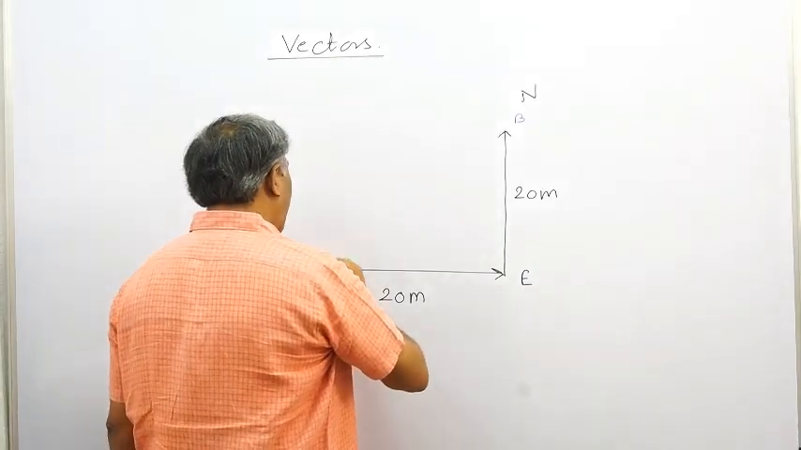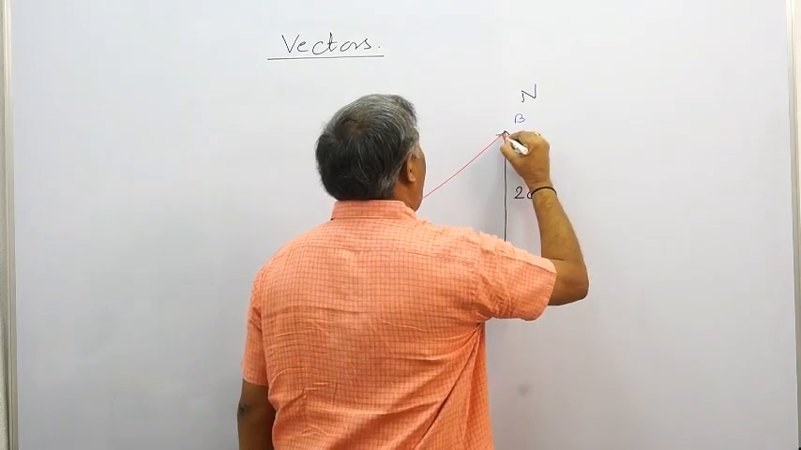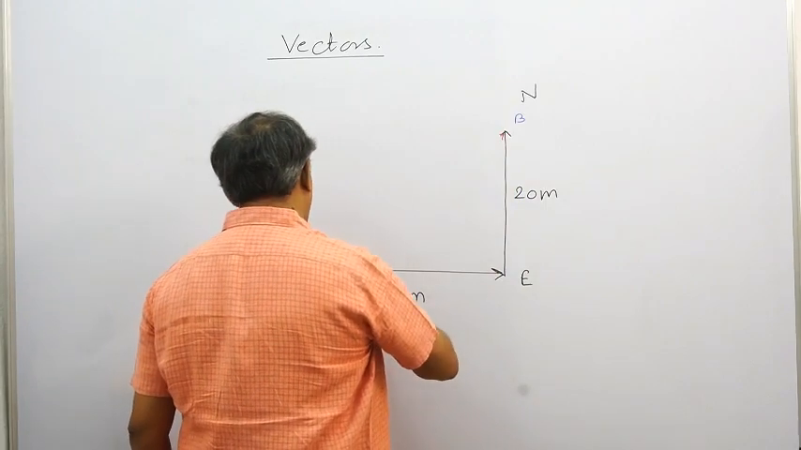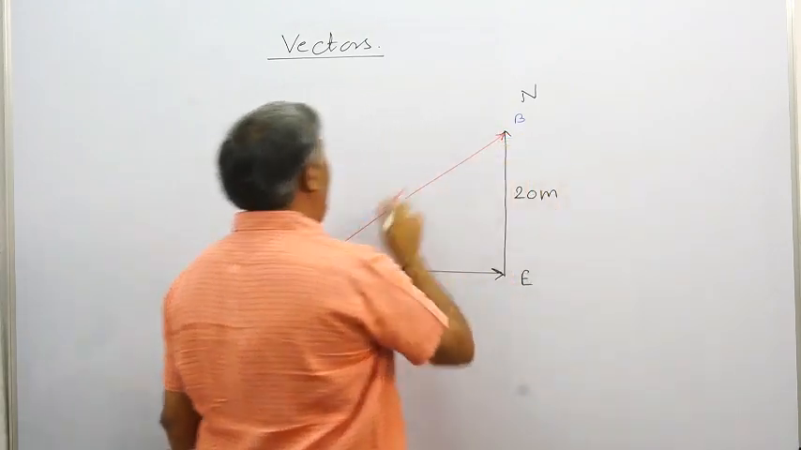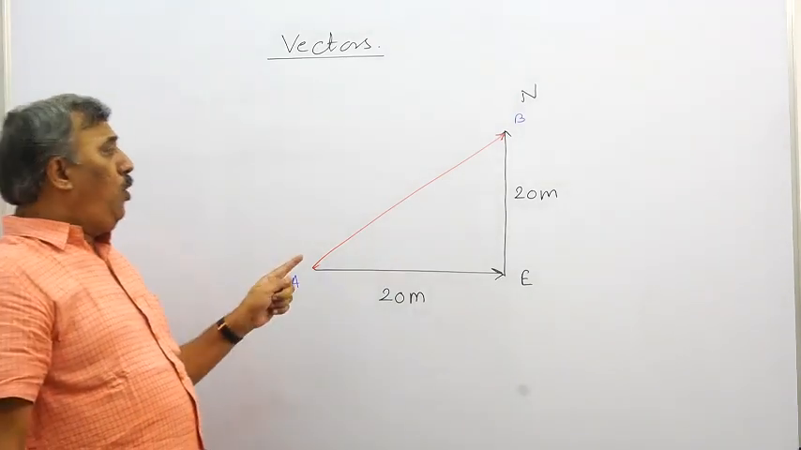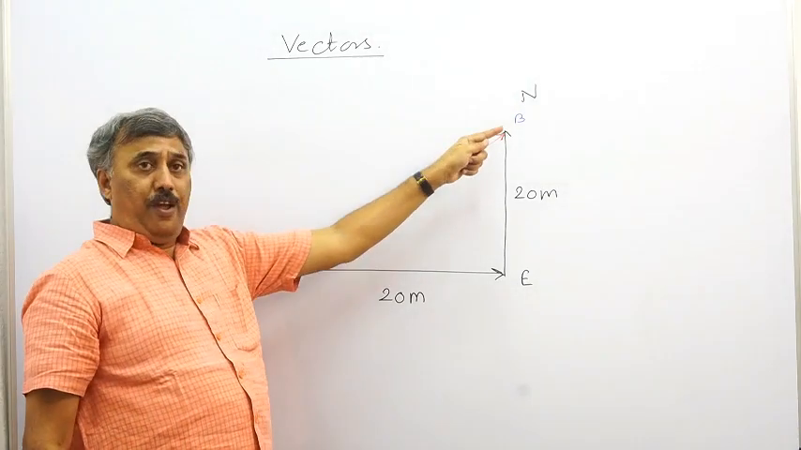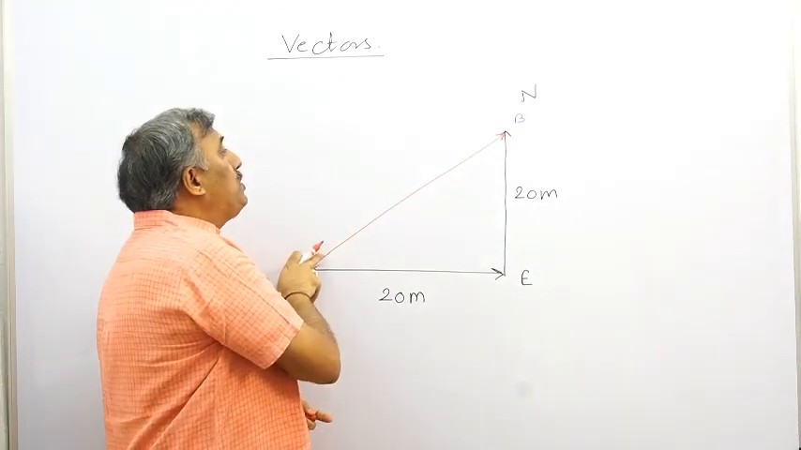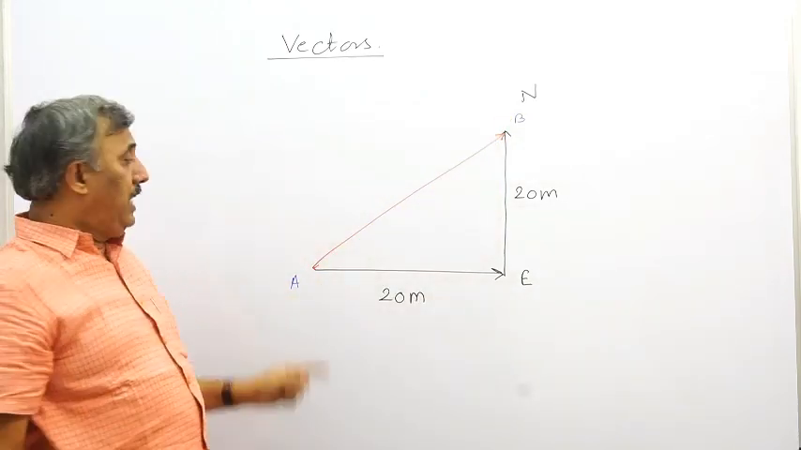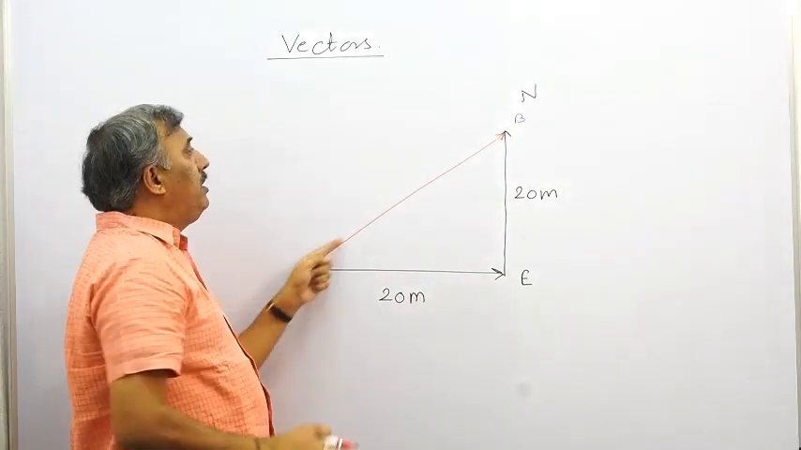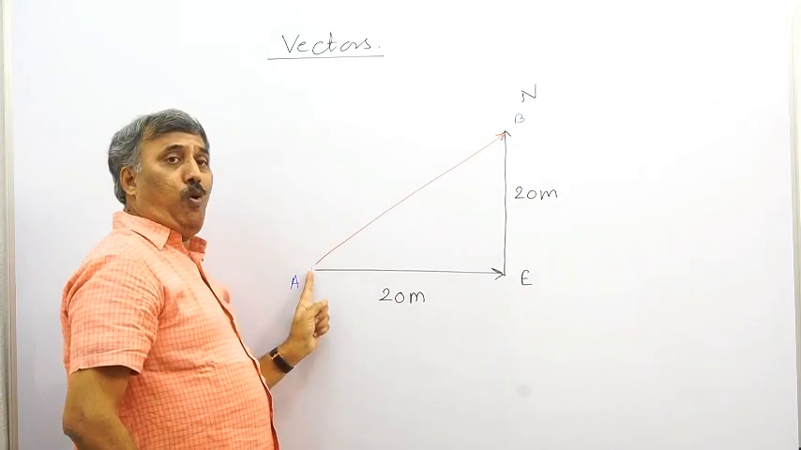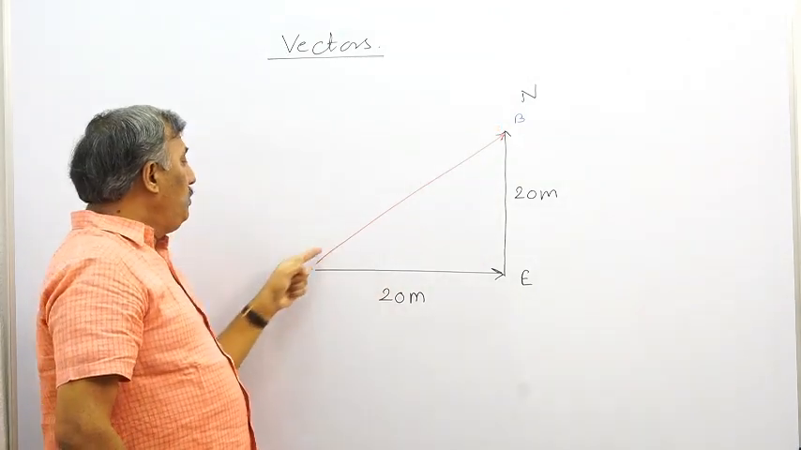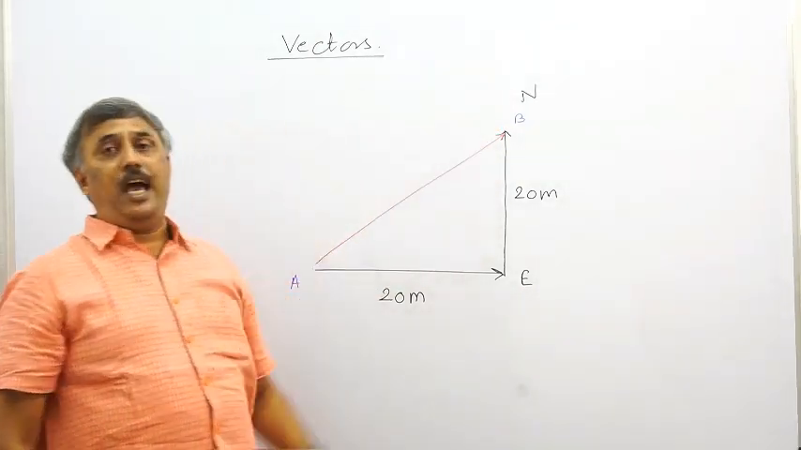Then you will say that this is my new position. Suppose I am drawing very properly and correctly with a straight line. So position is a physical quantity which has some specific direction. Initial position was A, and the new position is denoted by this length of the segment and this arrow.